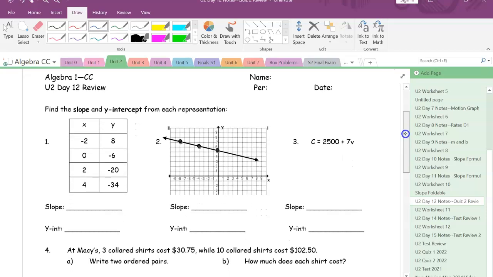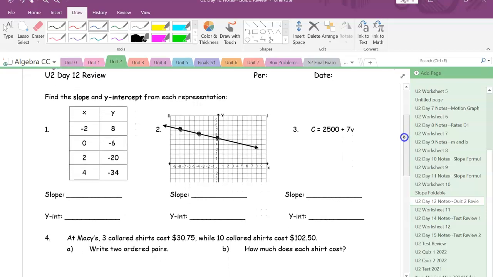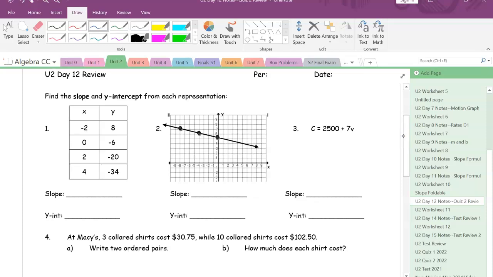So the first thing we're going to do is find the slope and the y-intercept from each of these representations. We have a table, we have a graph, and we have a function rule. All right, so I'm actually going to start with my y-intercept because I think that's the easiest.